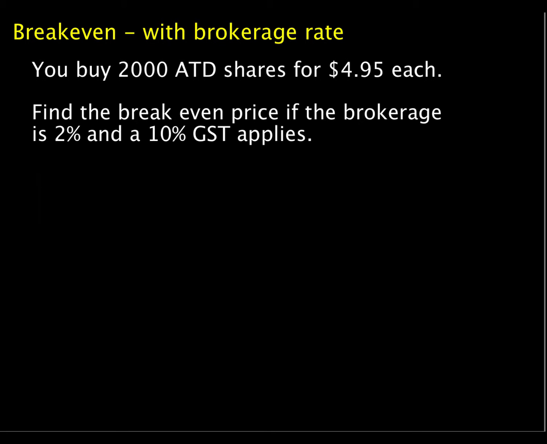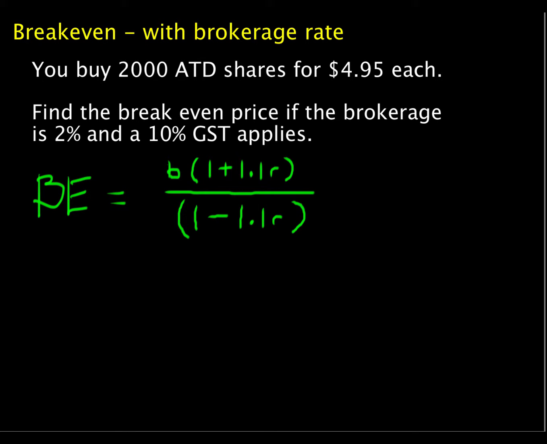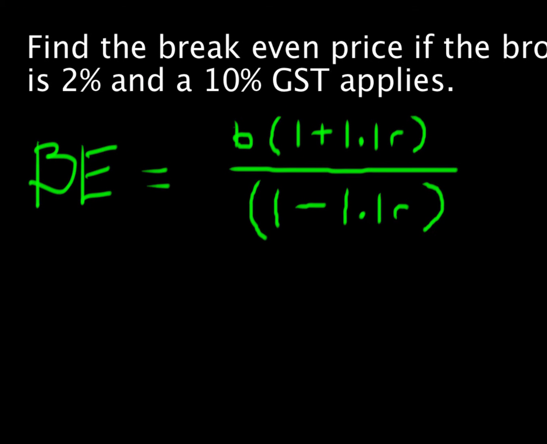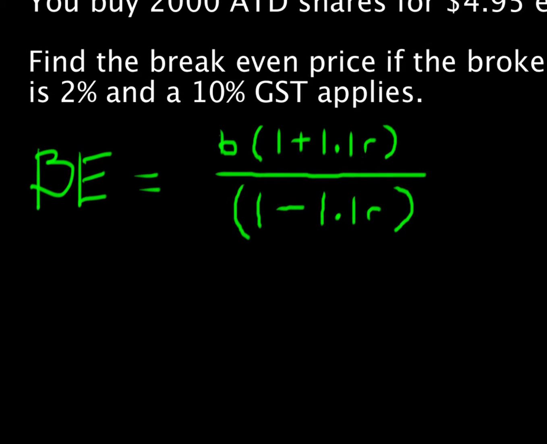So you don't have to do the long version. So we can look at how this works. What we've got is a formula that will help us do it, and it's BE equals B, bracket 1 plus 1.1R, end bracket, divided by 1 take 1.1 times R on the bottom line.